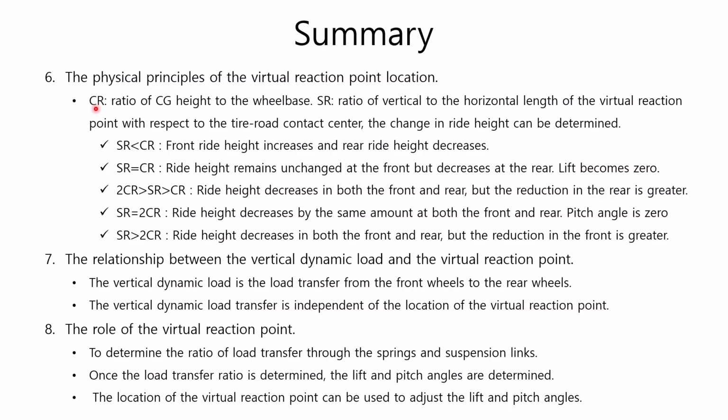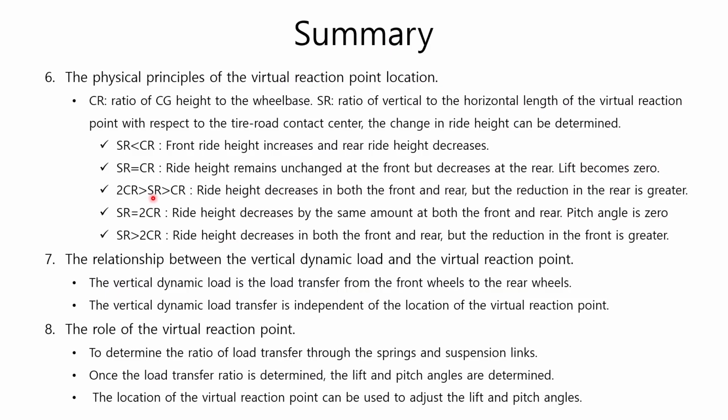If CR is defined as the ratio of the center of gravity height to the wheelbase, and SR as the ratio of the vertical length to the horizontal length of the virtual reaction point with respect to the tire road contact center of the drive wheel, then the change in ride height can be determined from these. If SR is smaller than CR, the front ride height increases and rear ride height decreases. If SR is equal to CR, the ride height remains unchanged at the front but decreases at the rear. In this case, the lift becomes zero.